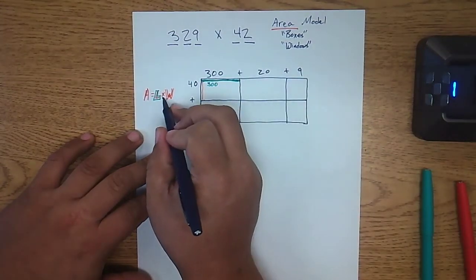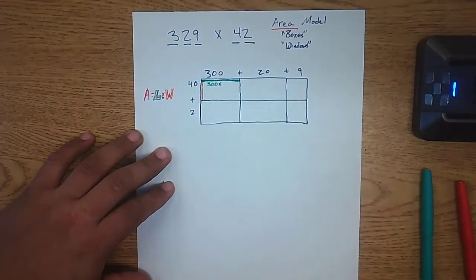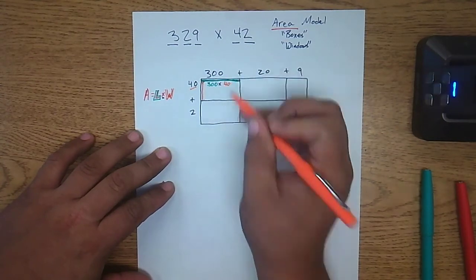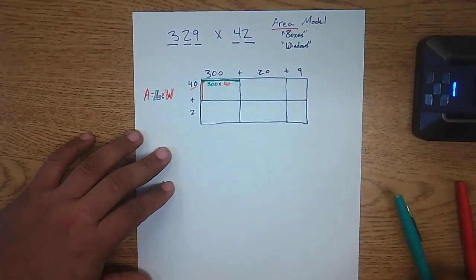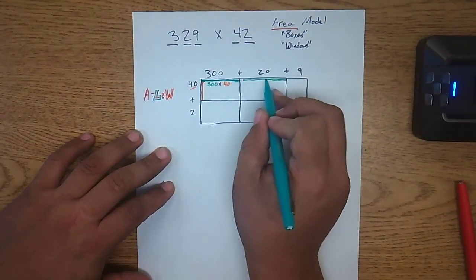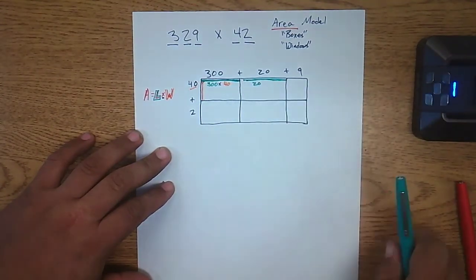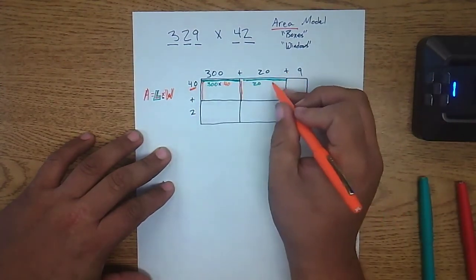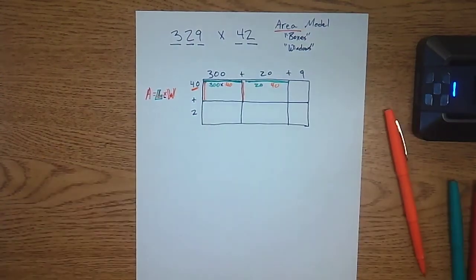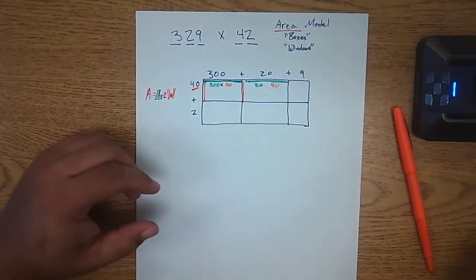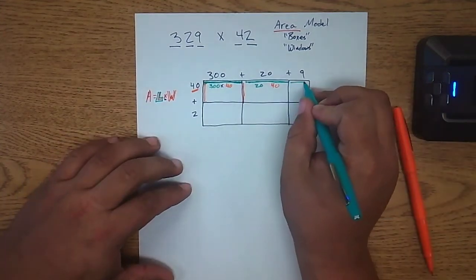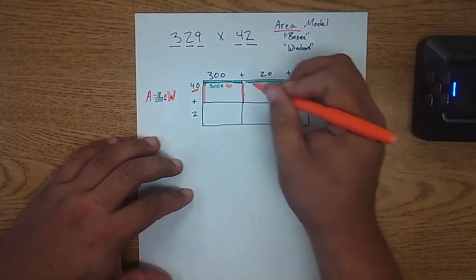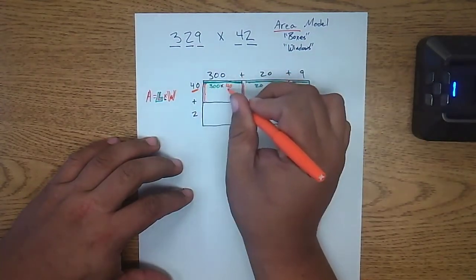We're multiplying, this is area, right? Yeah, we're multiplying 300 by the width of this box, which is 40. So 300 times 40. This second box, the length is 20. The width is 40. On this last one, our length is 9. Our width is 40.